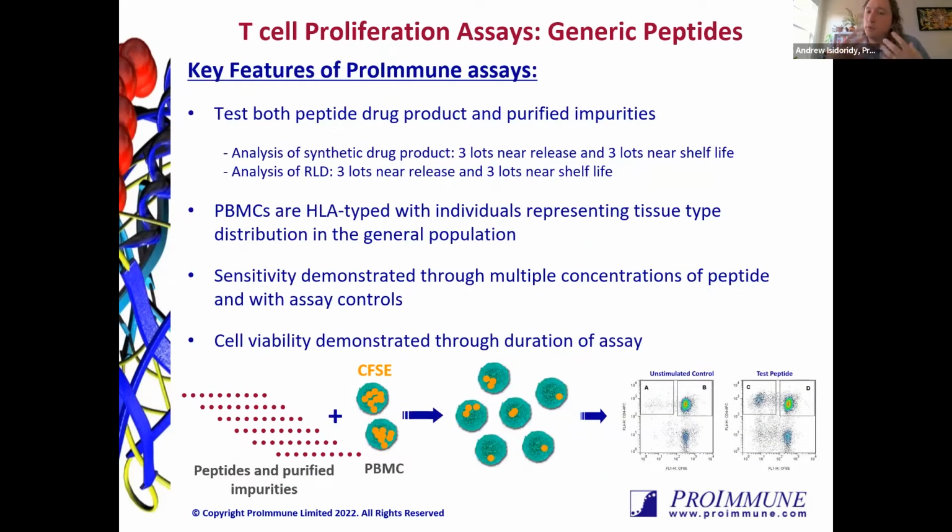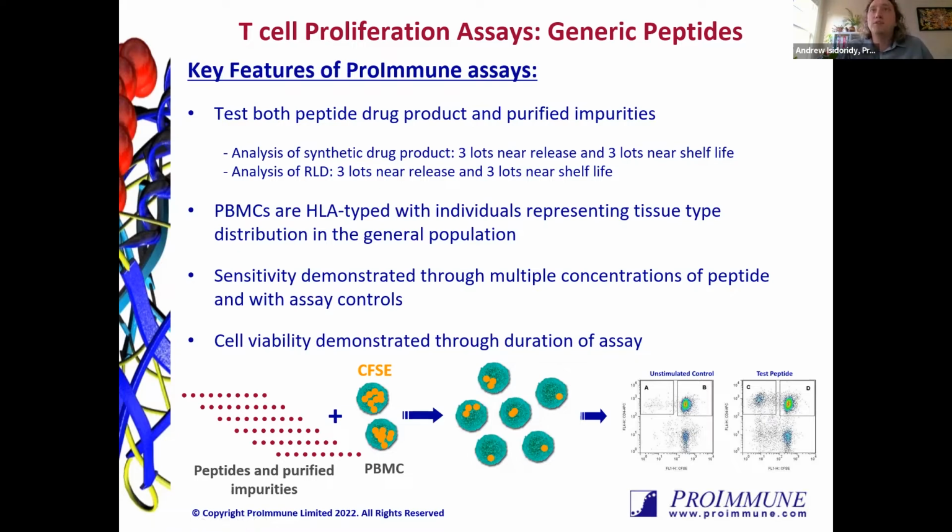The way this assay would work is we would take your peptides and your purified impurities and any other test articles that you wanted to include, and we would incubate them with these healthy donor PBMCs that have been loaded with the CFSE dye. The CFSE dye is a flow cytometry dye where with every subsequent division, you get half as much dye as the original cell. As you can see here, cells in this quadrant B are indicative of undivided, unproliferated cells. As they proliferate, they move over into this quadrant C. That's how we're measuring proliferation. It's a very sensitive readout.